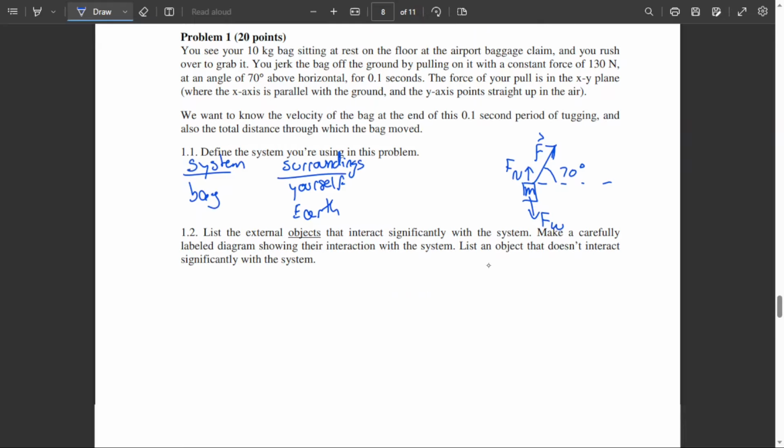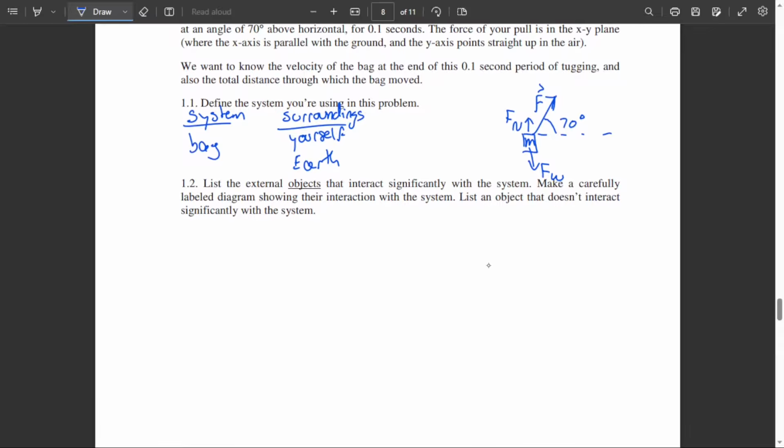List the external objects that interact significantly with the system. Make a carefully labeled diagram showing their interaction with the system. List an object that doesn't interact significantly with the system. We already have our diagram made. It's right here. In this case, the normal force and the force of weight are both interactions with Earth, and our applied force is an interaction with yourself, or whatever you want to call it, the person grabbing the bag.